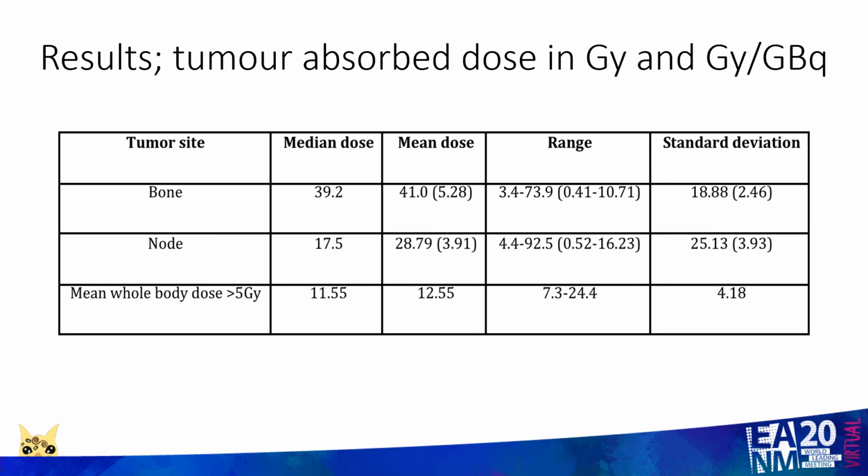In terms of tumour absorbed dose, again, there's very wide variability in absorbed dose between patients, in bone and within lymph nodes. Somewhat less variability looking at the mean whole body absorbed dose receiving greater than 5 gray, but again, significant variability between them.